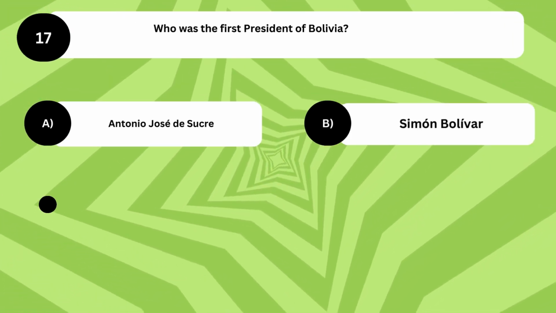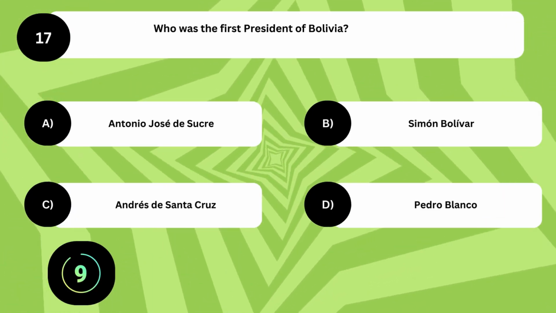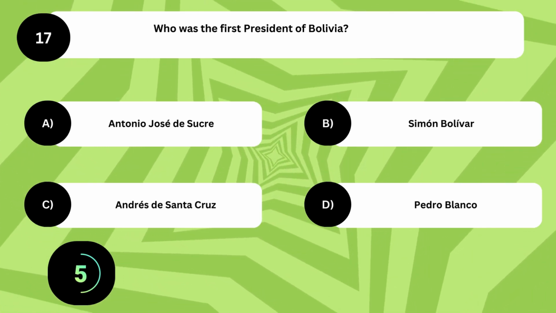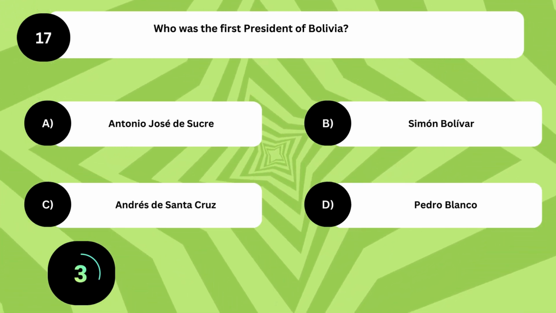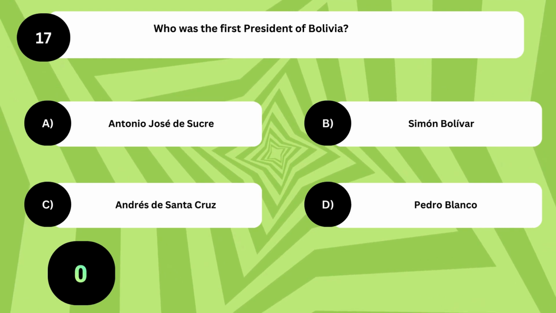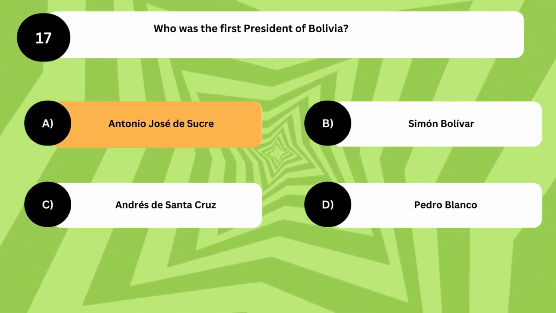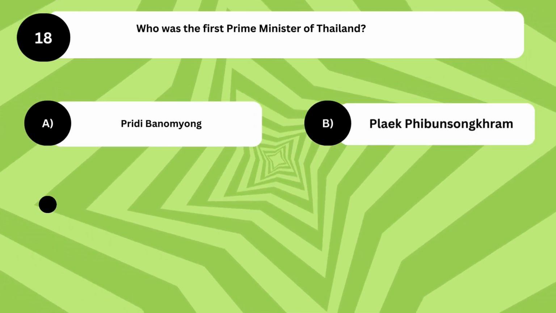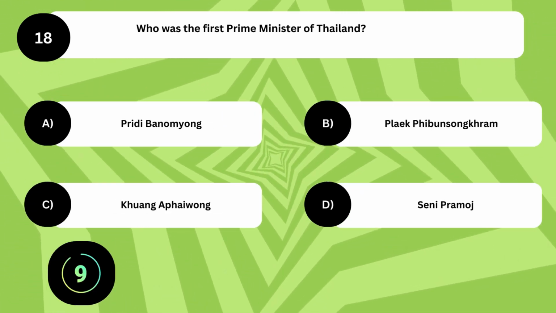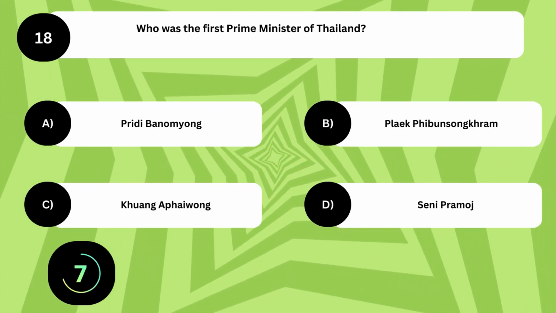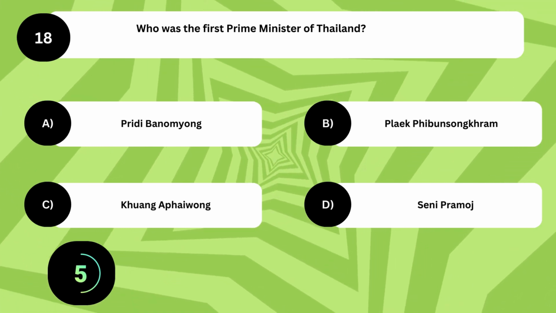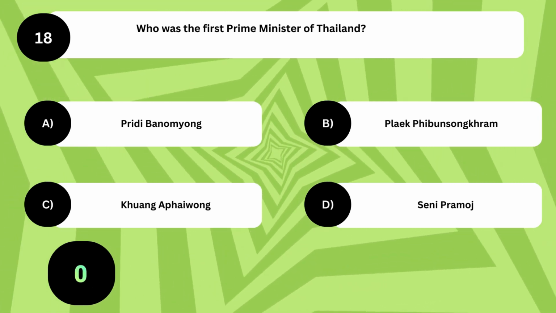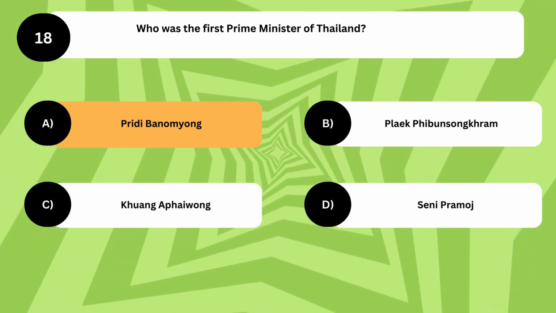Who was the first President of Bolivia? The answer is Antonio José de Sucre. Who was the first Prime Minister of Thailand? The answer is Pridi Banomyong.